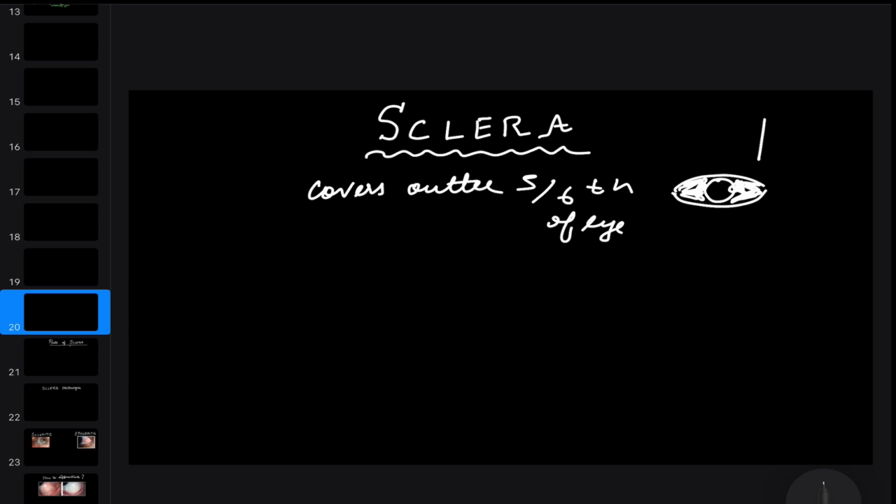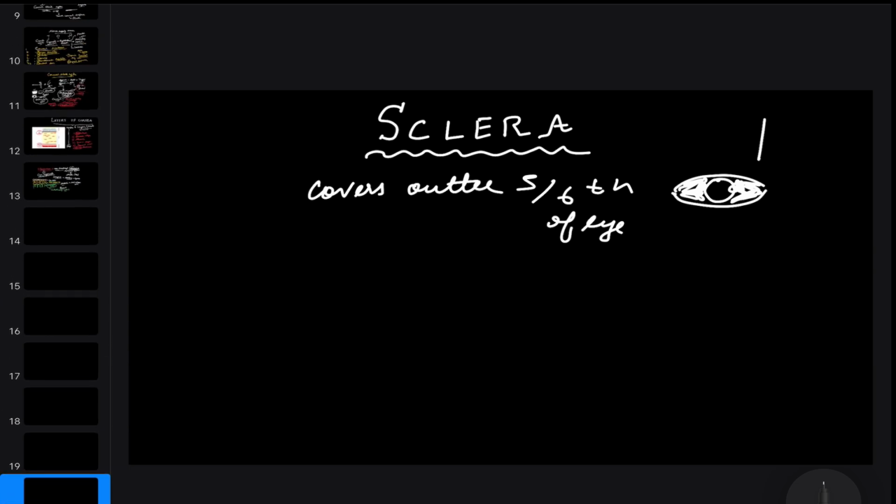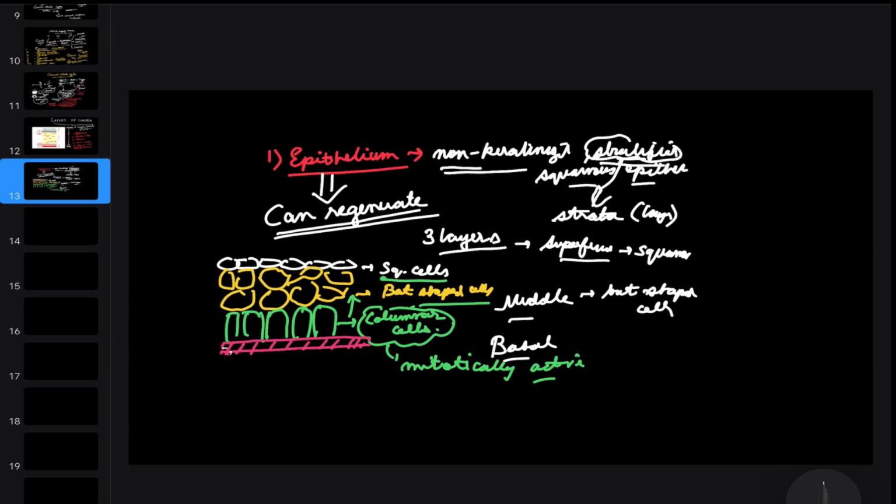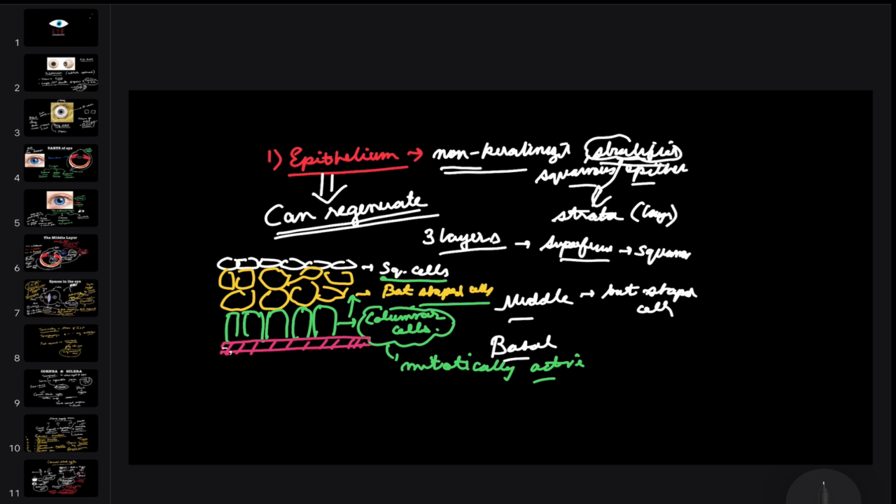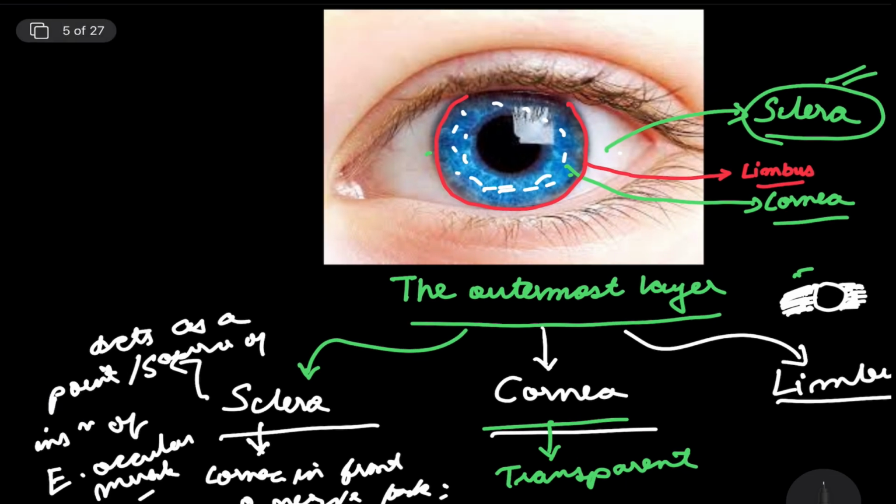So what is the 1/6 of the eye that it does not cover? Very simple, it does not cover the cornea. We have already seen what cornea is. Let's go back to some images over here. See, this white portion was the sclera, and cornea is basically transparent. Limbus is the junction between sclera and cornea. So the anterior 1/6 of the eye, which we need to be transparent so that light rays can actually enter and form vision within our eye, is not covered by the sclera.